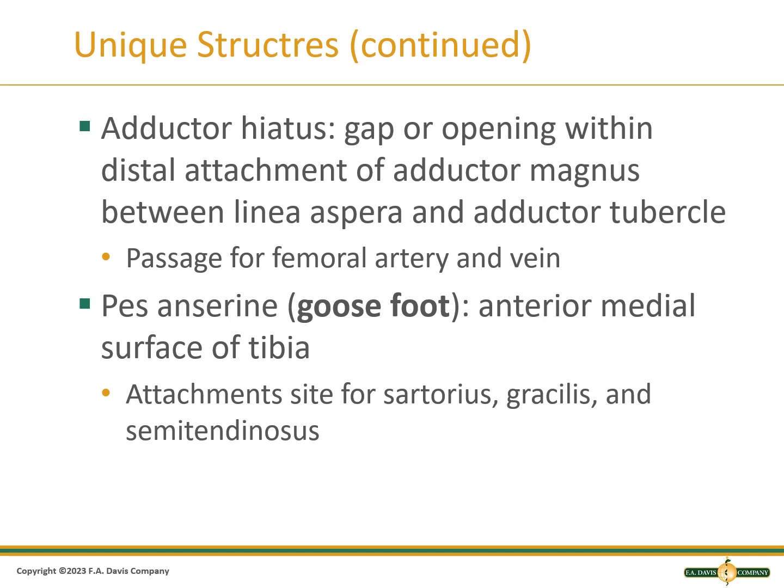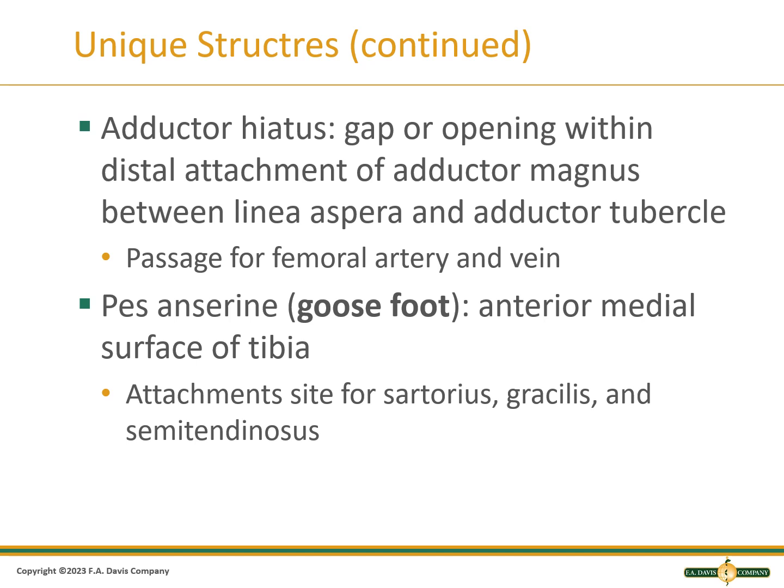Here's that adductor hiatus I was referencing earlier with the bony landmarks of the femur. So the adductor hiatus is the gap or opening within the distal attachment of adductor magnus between the linea aspera and the adductor tubercle, and it just serves as a passage point for the femoral artery and vein. Remember, those enter the lower extremity through the femoral triangle up at the proximal thigh, and this is located more distal in the thigh for the femoral artery and vein to continue passage to the popliteal fossa.